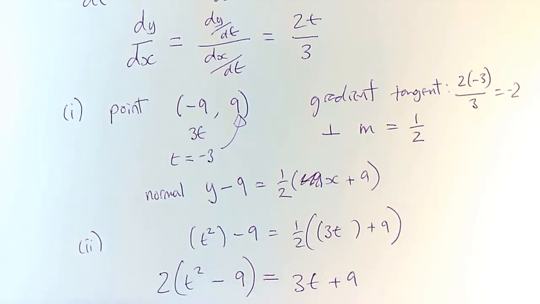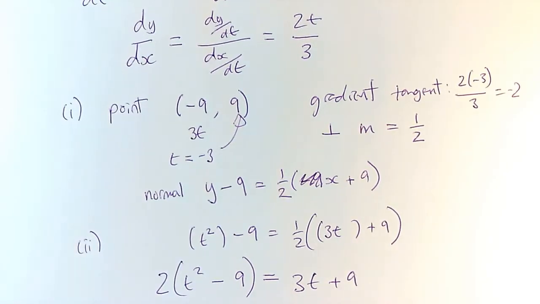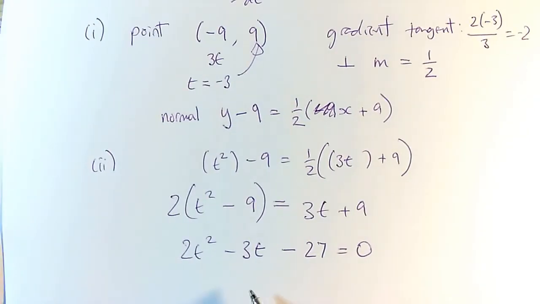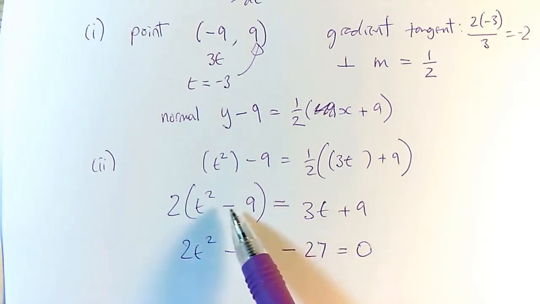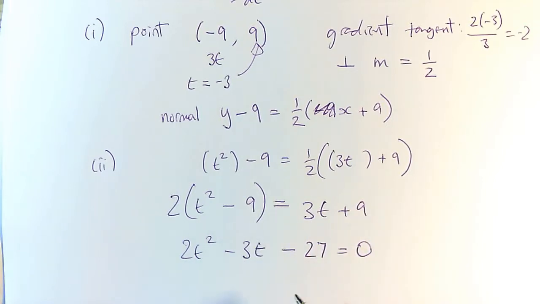Now I've multiplied by 2, so I've got 2t squared. I'm going to have minus 3t. I'm going to have 2 times minus 9 is minus 18, but I'm taking away another 9. So that's minus 27 has to equal 0. So I solve this quadratic equation. I've just written down 2t squared, minus 18, minus the 9 that I'm taking away, minus the 3t. So that's a quadratic equation.